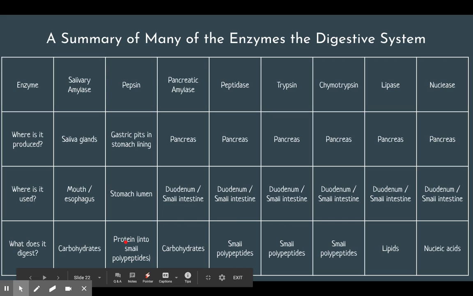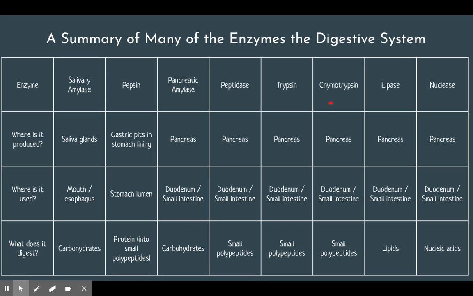After it leaves the stomach, all of these enzymes here are enzymes that are produced by the pancreas and released into the duodenum of the small intestine. And they all work at a nearly neutral to slightly basic pH. And they include pancreatic amylase that digests carbohydrates.